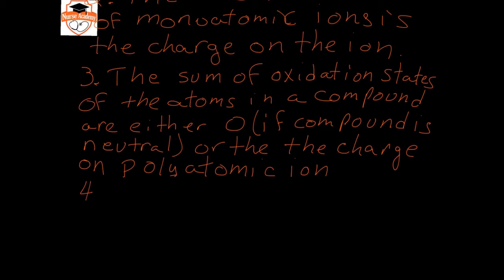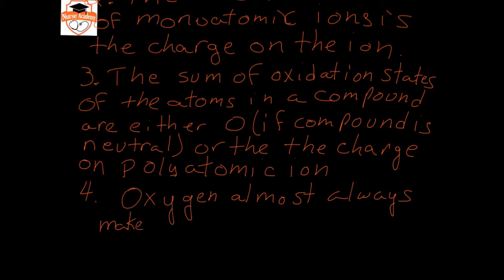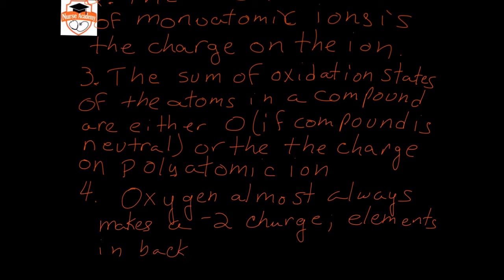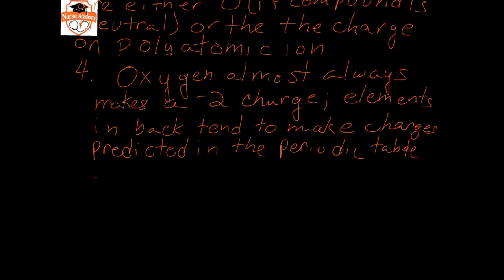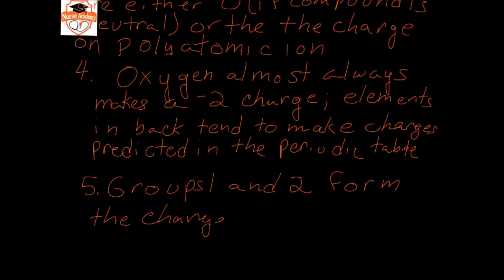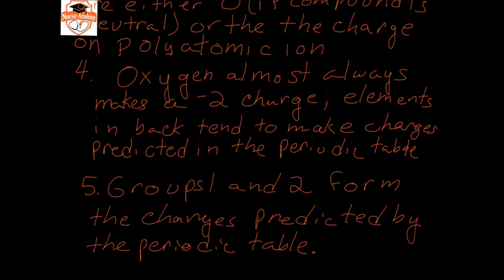Rule number 4 states that oxygen almost always forms a -2 charge. And for the purposes of the nursing exam, that rule will apply. Elements in the back or rear tend to make the charges predicted in the periodic table. Rule 5 states that groups 1 and 2 form the charges predicted by the periodic table.